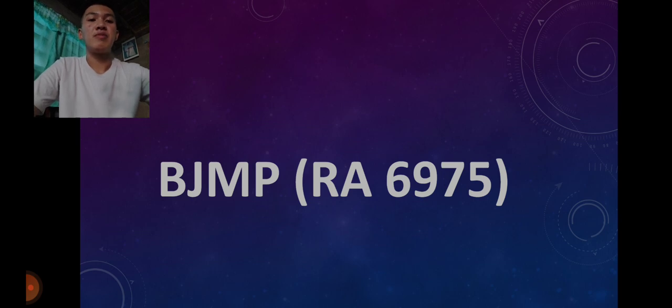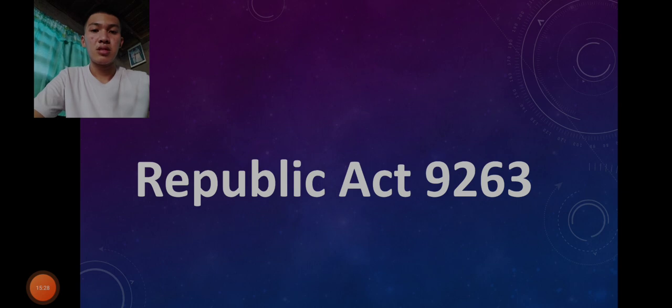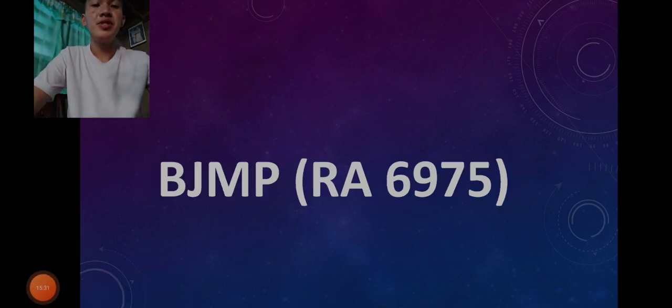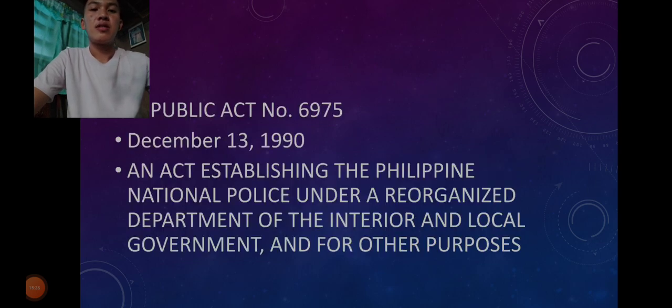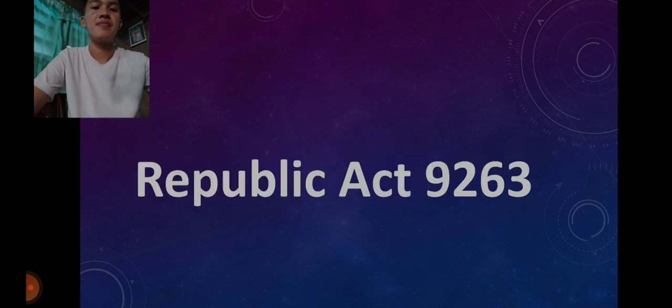The next topic is BGMP. BGMP or Republic Act 6975. Republic Act number 6975 on December 13, 1990 is an act establishing the Philippine National Police under a reorganized Department of the Interior and Local Government and for other purposes. This act shall be known as the Department of the Interior and Local Government Act of 1990.